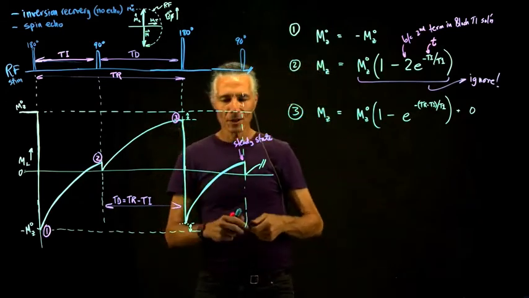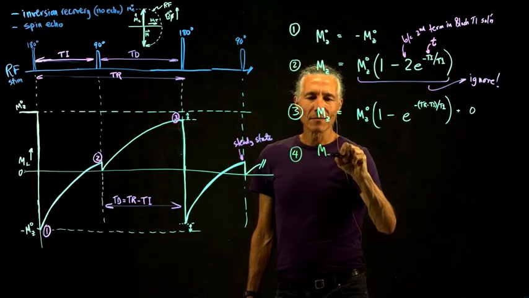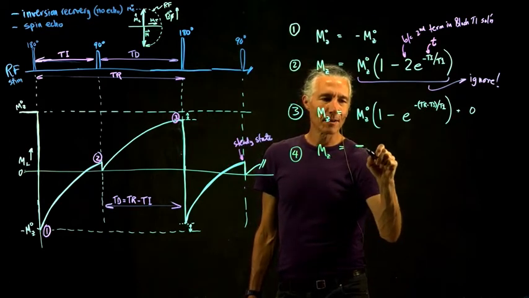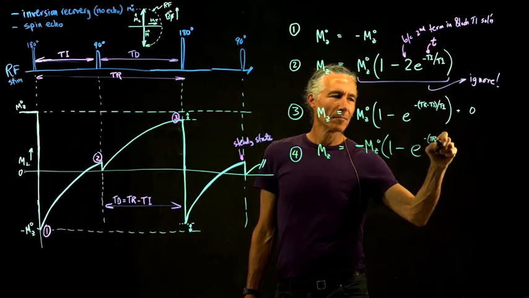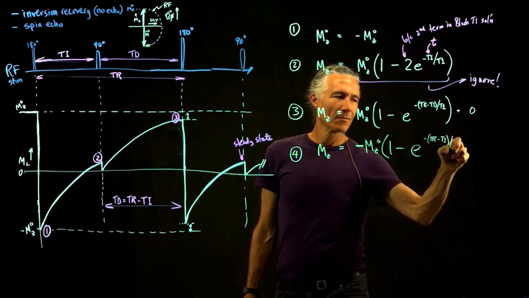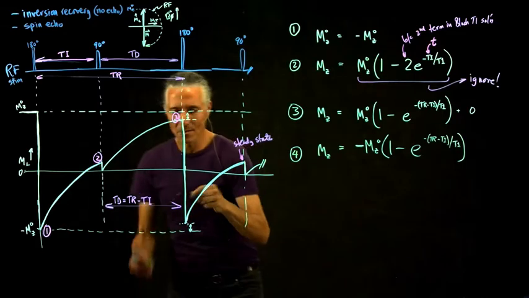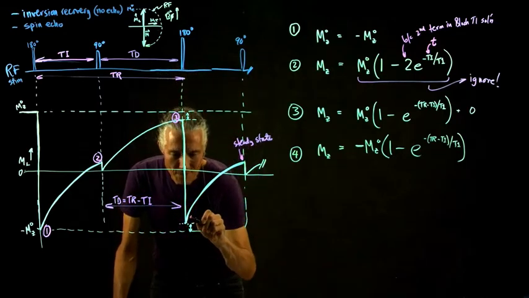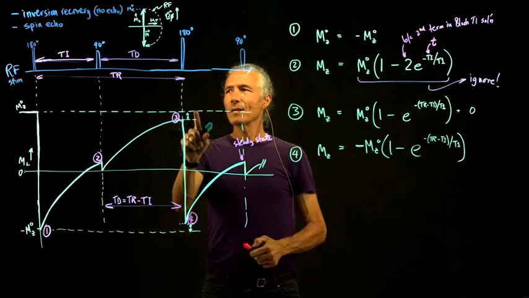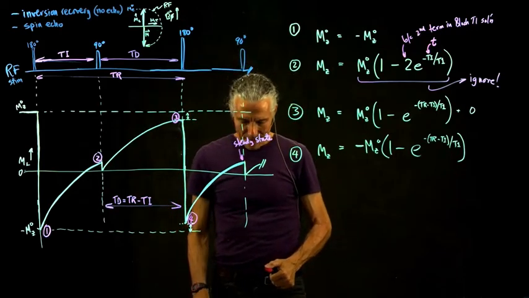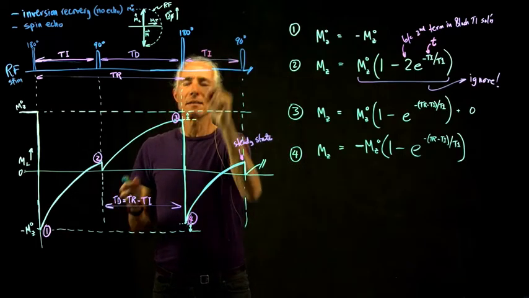And so then we do an inversion. What the inversion does is just the negative of whatever we ended up with. So this is just a negative here, Mz0 times 1 minus e to the minus TR minus TI over T1. Okay, so that's our inversion. So now we're inverted, so we're over here. And now we have to recover for another period of time that's equal to TI. So this distance is TI again.